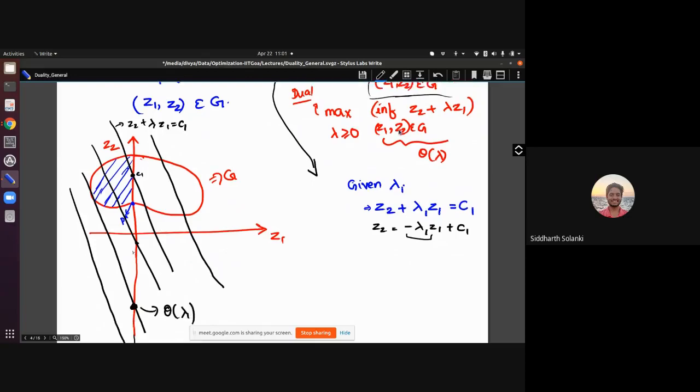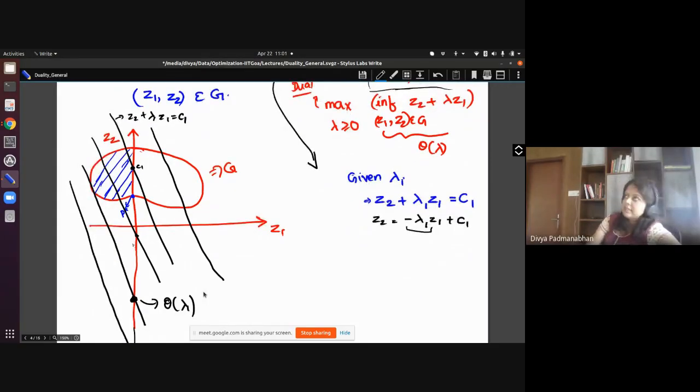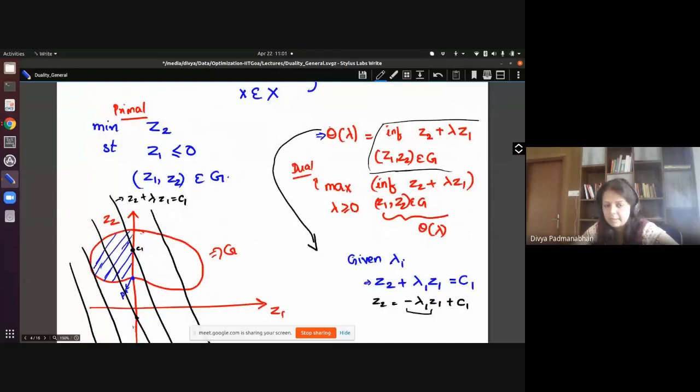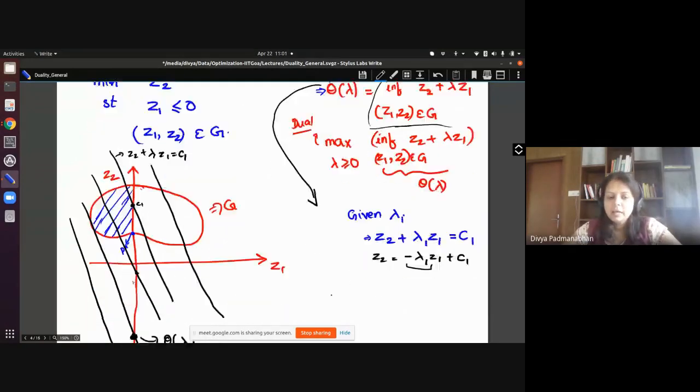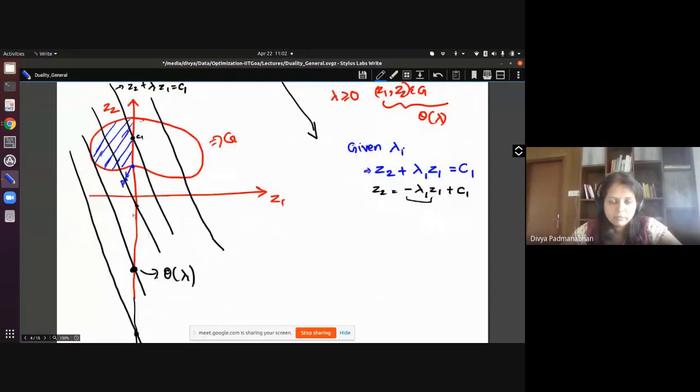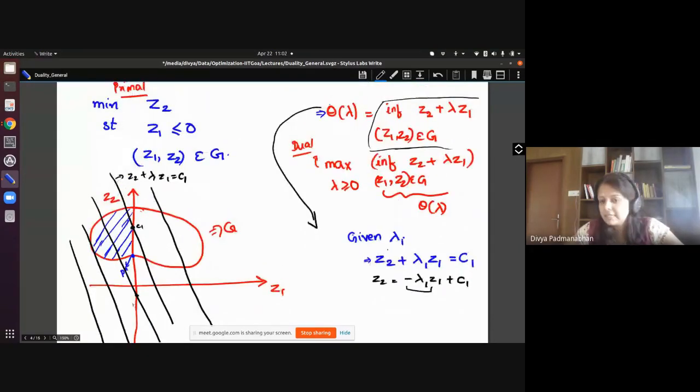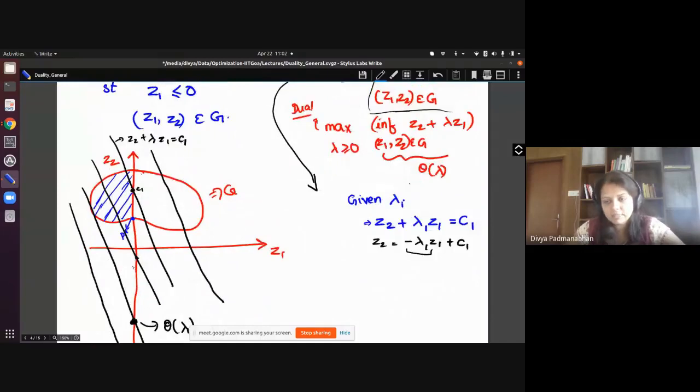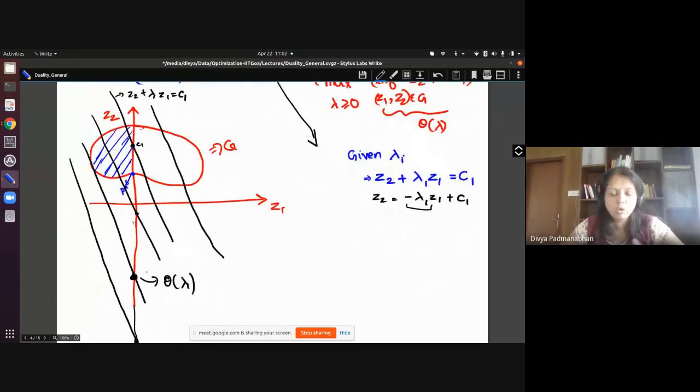So when you say theta of lambda 1, it means that the lambda is fixed. You're not going to change that. Now, once I have this theta of lambda, I'm trying to find the lambda which will maximize this lowest intercept. I'm trying to find the values of lambda so that this intercept can move even higher.